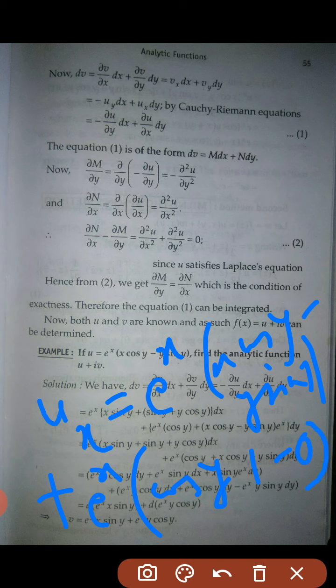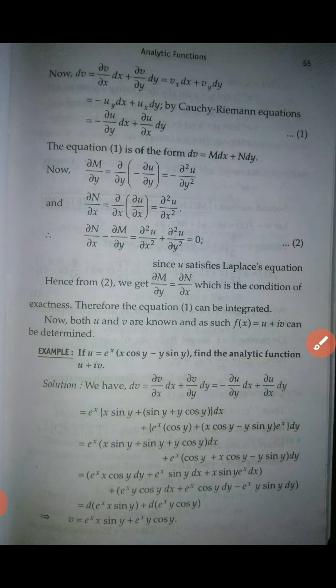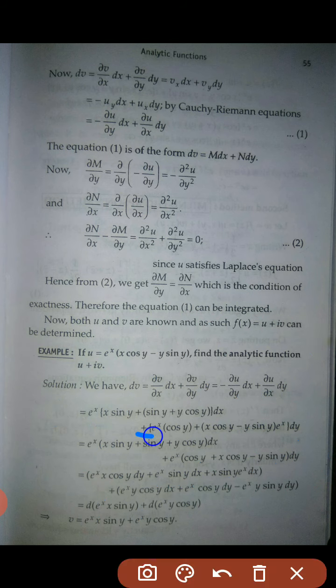So while differentiating with respect to x, the value is e to the power x (x cos y minus y sin y), and then plus e to the power x cos y. So here is the value: e to the power x cos y plus x cos y minus y sin y, e to the power x into dy. Now we just solve the brackets. So e to the power x (x sin y plus y cos y) into dx plus e to the power x (cos y plus x cos y minus y sin y) into dy.